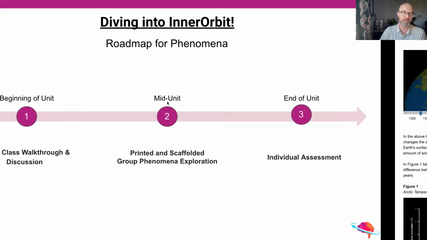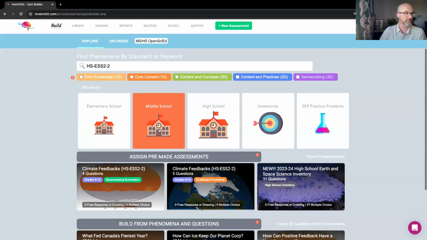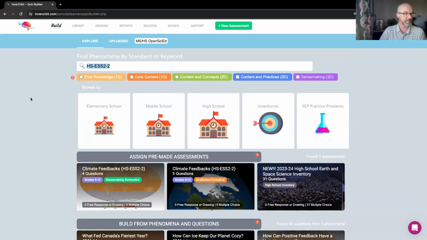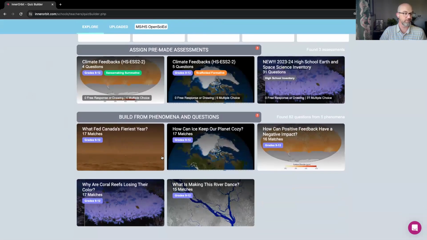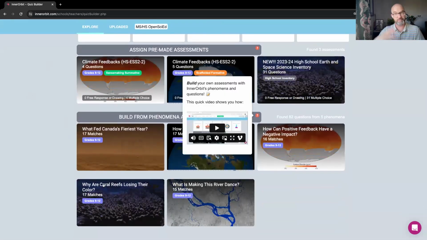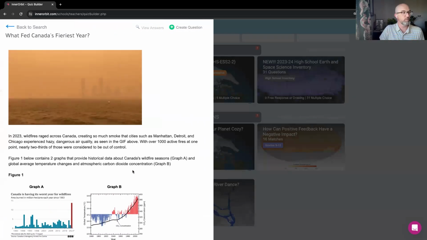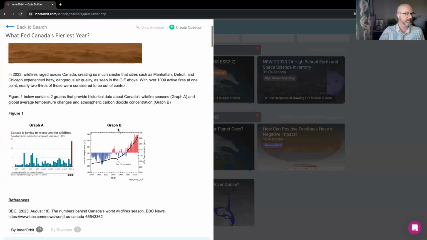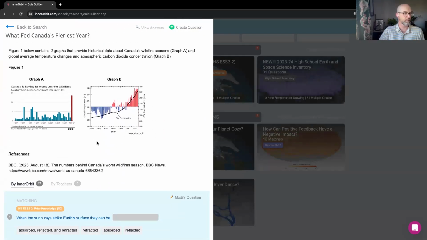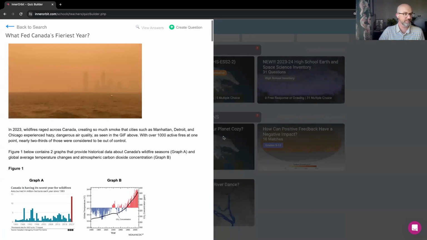If you go onto the InterOrbit website, and you do not have to use InterOrbit, and you search for something like HS-ESS 2.2, we have 5 different phenomena for this. You could give lots more phenomena than what was just mentioned, but you can allow students to look at what fueled Canada's fiery year, and dig into some data sets about wildfires and look at the CO2 concentration across these different years and ask questions about that.